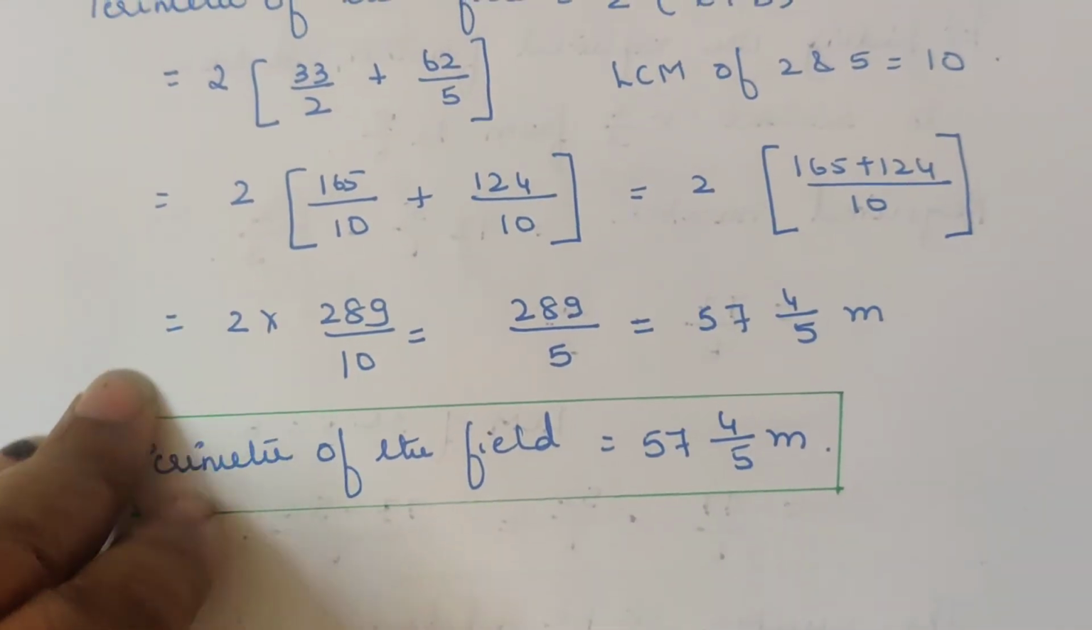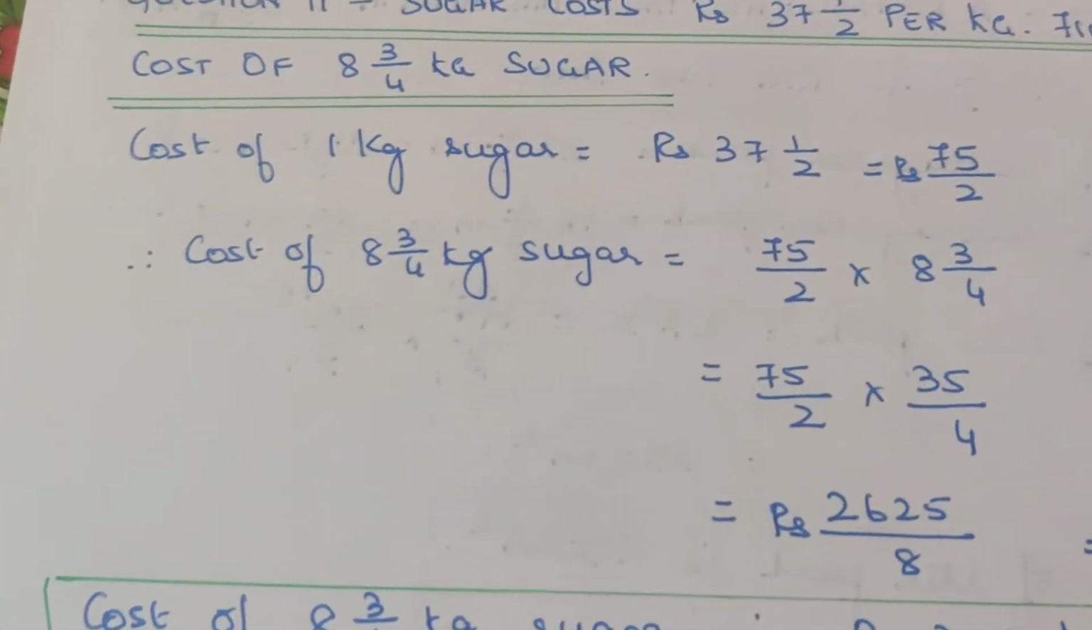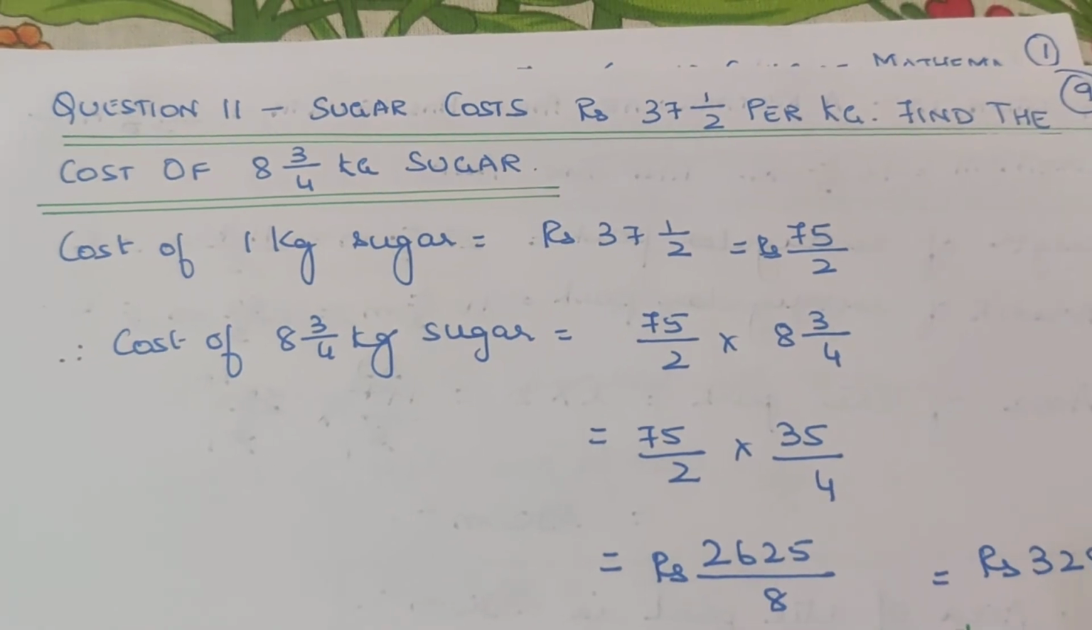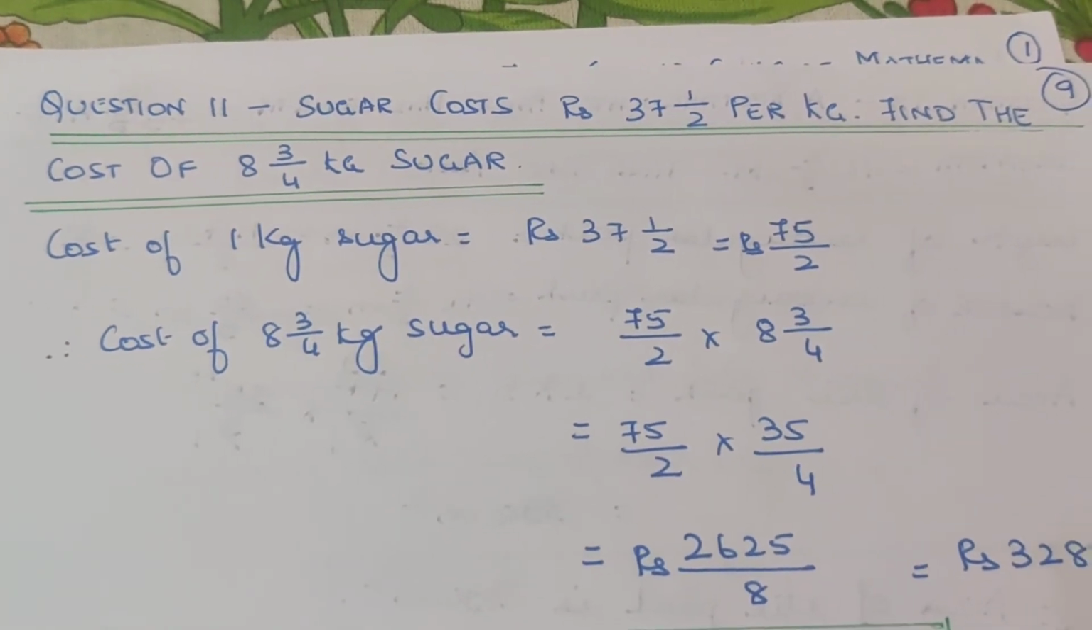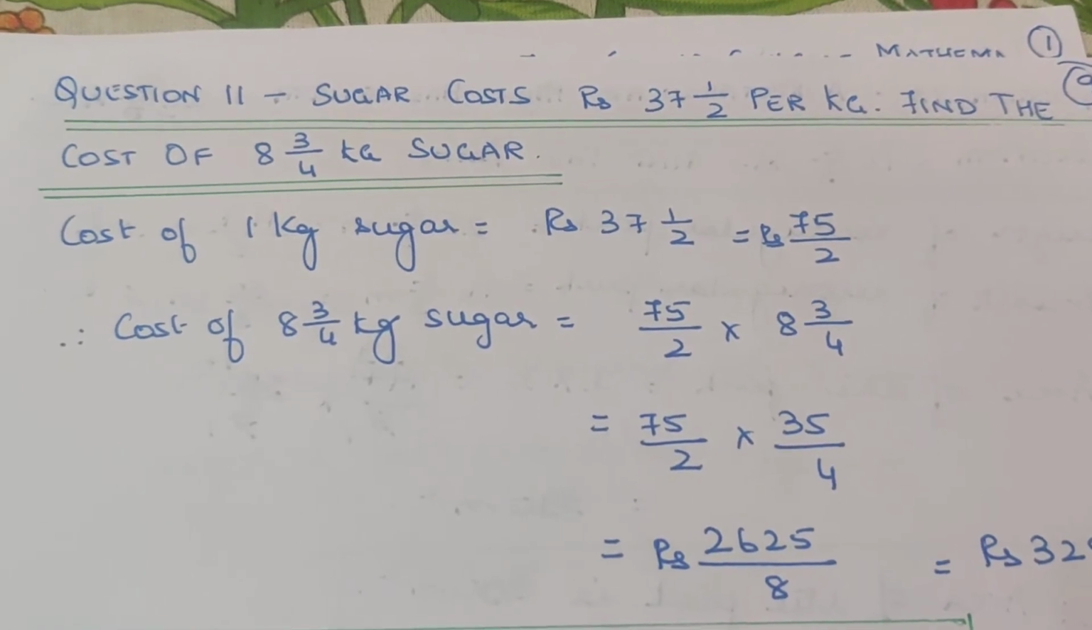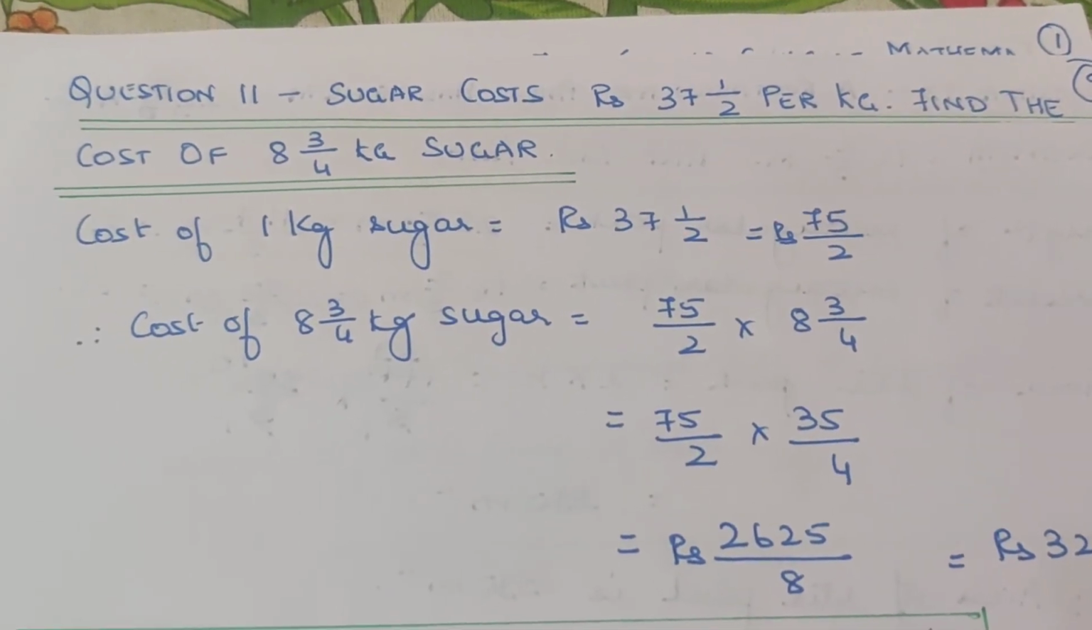Hope this is clear. Next one, question number 11. Sugar costs rupees 37 1 by 2 per kg. Find the cost of 83 by 4 kg sugar. Very simple. This is just multiplication.